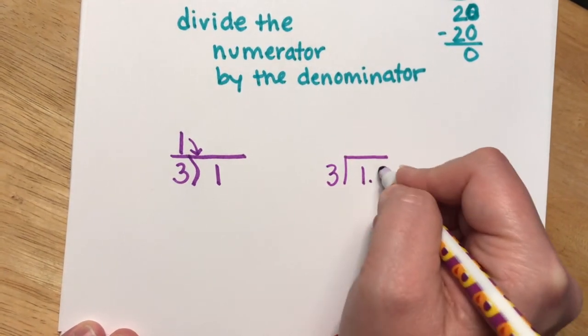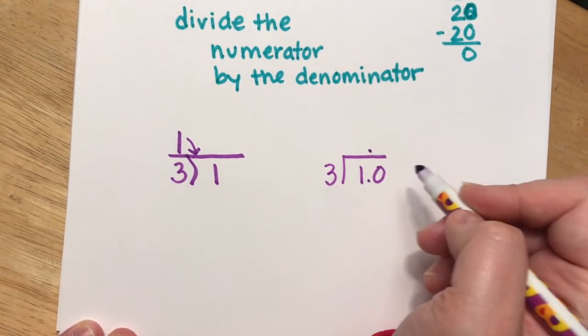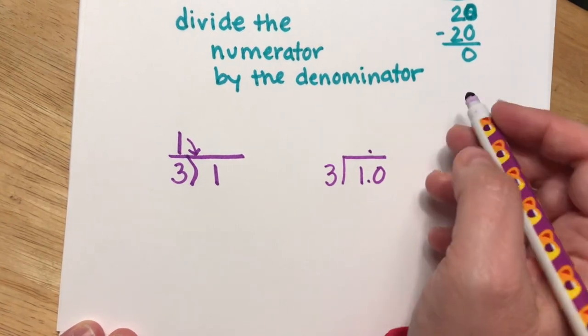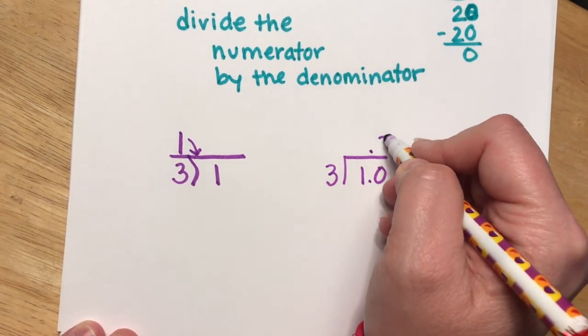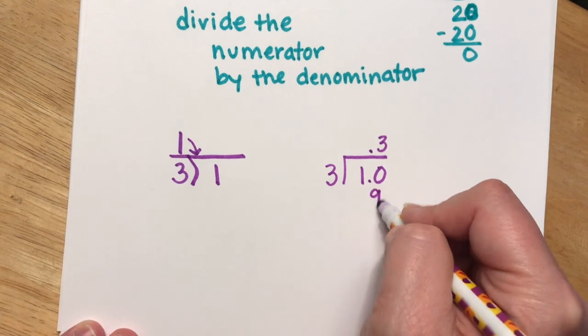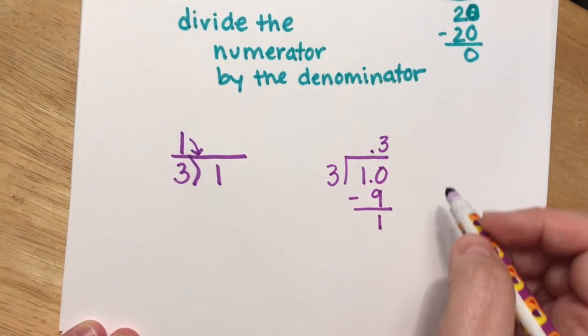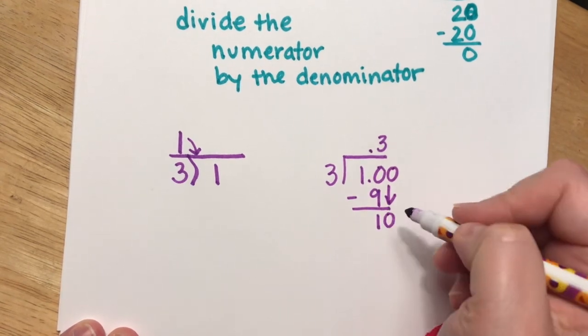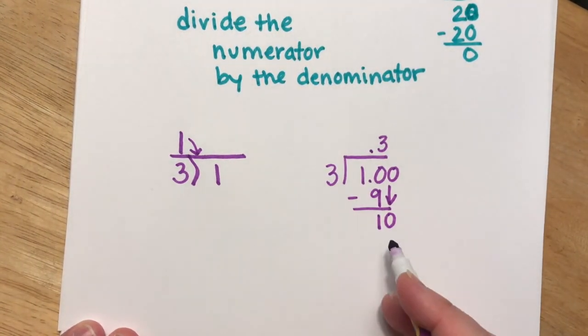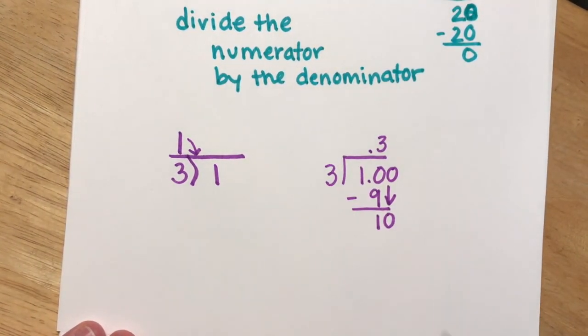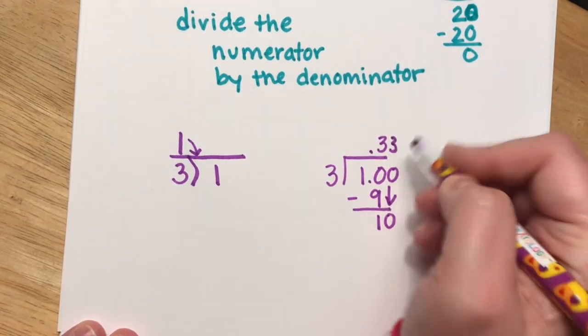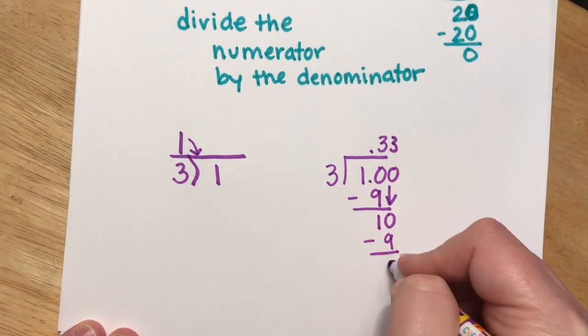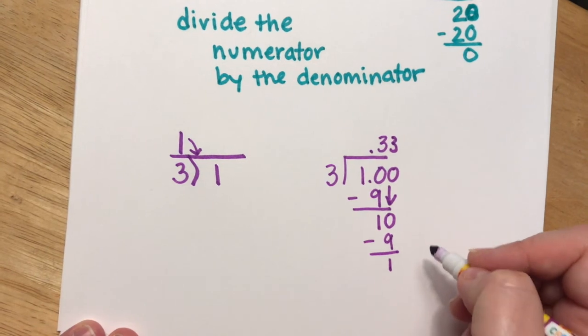So 3 into 1 can't happen. So I add that decimal point and add a 0. It goes in 3 times. And I end up with a 9. Subtract. And I have 1. And I could add another 0. Come down here, and you're going to see a pattern that keeps on happening. It's going to go in 3 times, and I'm going to keep that going. And so it's going to be a 3 here. You could keep on going forever. It will never end, right? You see the pattern happening?